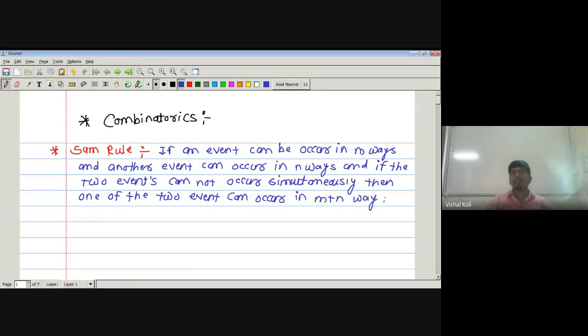Okay, so here first we have to define the sum rule. What is sum rule? If suppose there is one event which can occur in m ways, that is there are m possibilities for occurring of the first event, and the second event can occur in n ways, and if these two events cannot occur simultaneously, that is they cannot occur at the same time, then one of these two events, that is first one or second one, can occur in m plus n ways.